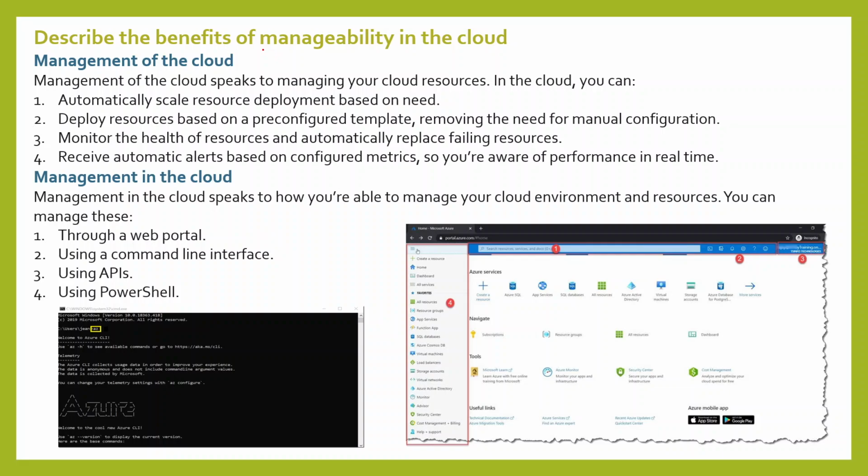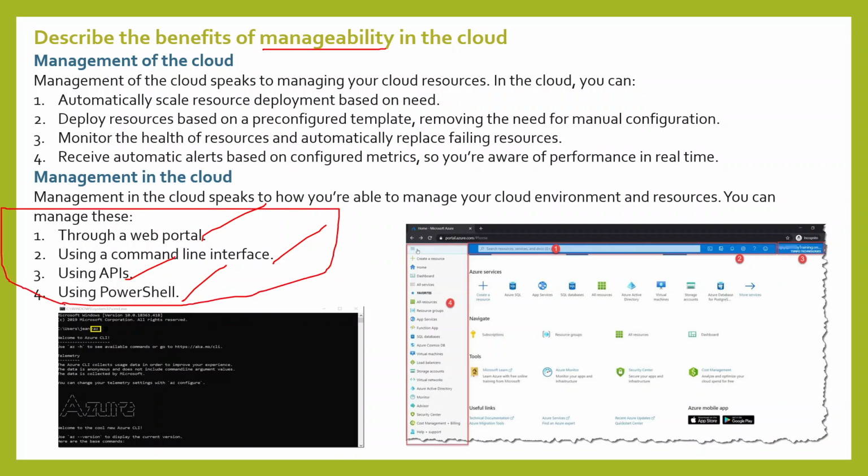And coming to manageability. Manageability in the sense of how you are managing your cloud. So what are the ways you can access the cloud? The first one is through the web portal, the second one is the command line, the third one is through the APIs, and the fourth one is PowerShell. So these are the ways that we can access our Azure cloud.